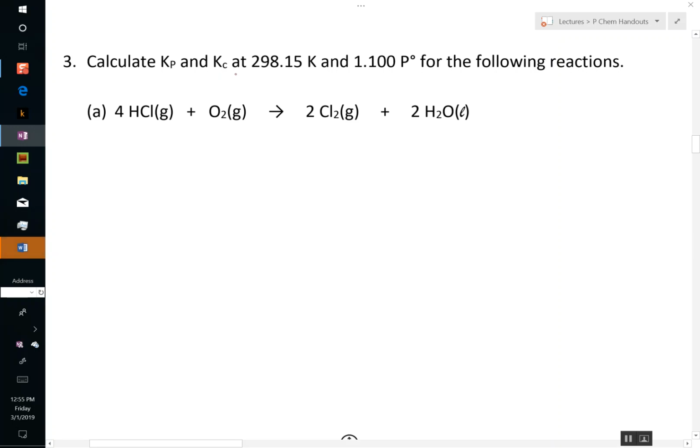question number 3, chapter 5 homework. Calculate Kp and Kc at 298.15 Kelvin and 1.100 P naught. In other words, it's saying the pressure is 1.100 times standard pressure. Okay, so it's not trying to say that P naught is 1.1.